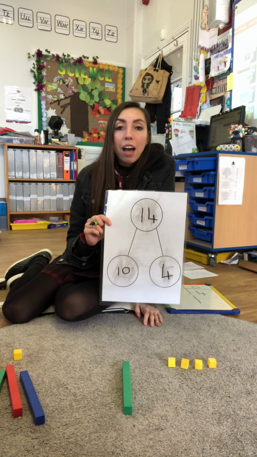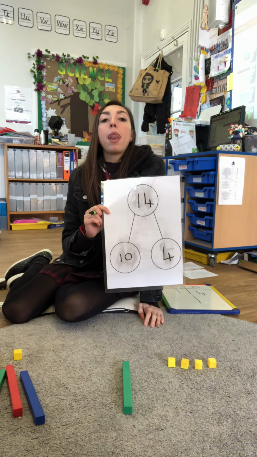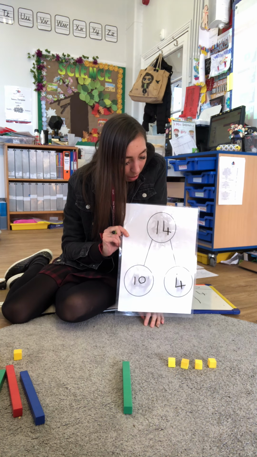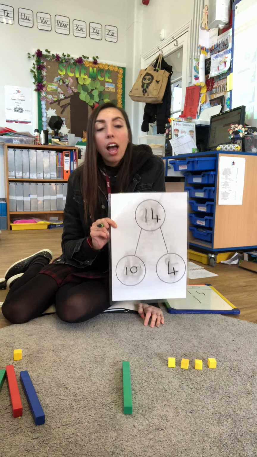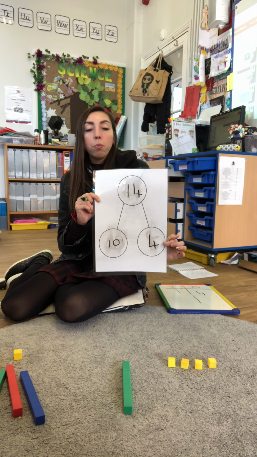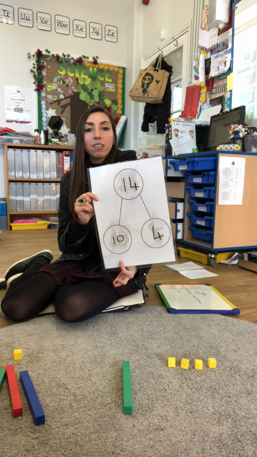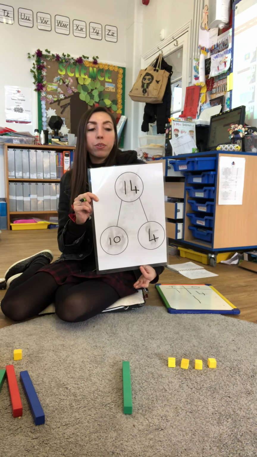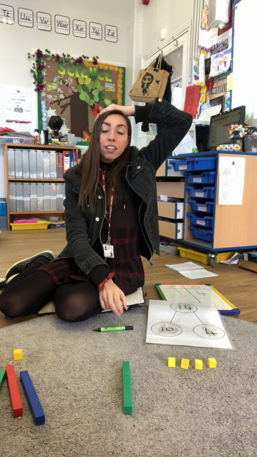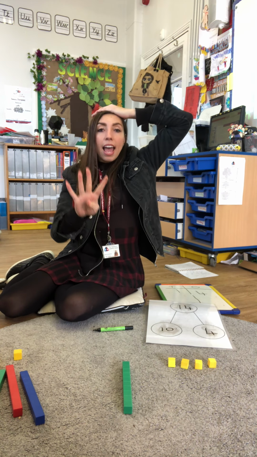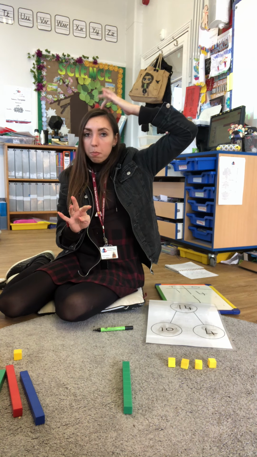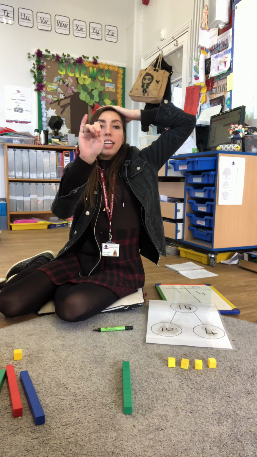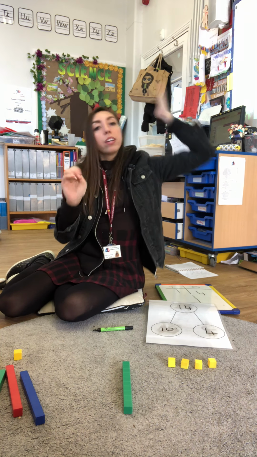So if I want to know how many ones are in the number 14, I can look and I know that there are 4 ones in the number 14 and there is 1 ten. So 10 and 4 make 14. If you count, 10 in your head, 4 on your fingers. Remember, you count the first number in your head, because you're counting the jumps. 10, 11, 12, 13, 14. So you can see 10 and 4 is 14.